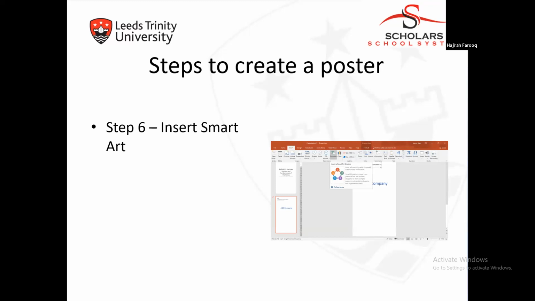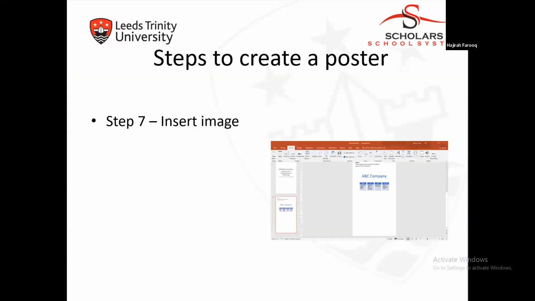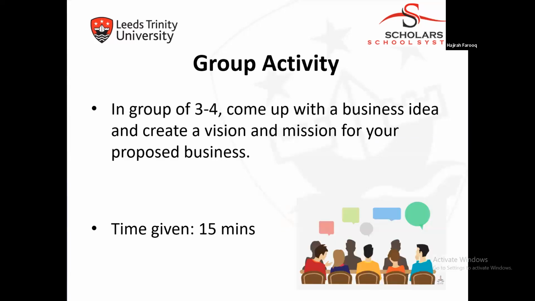Then at step six, you can add charts, graphs using SmartArt in PowerPoint. For example, here, one exhibit is shown, and then you can insert different images. And then you can insert a new page for the reference list, or you can make the reference list on the same page at one corner.